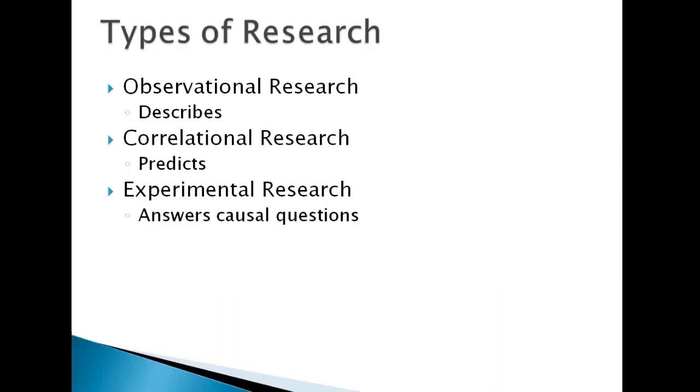All right, so when we're talking about research, there are many different types of research. The three most common would be observational research, correlational research, and experimental research. Now, what we want to understand here is that it's not a situation where one type of research is better than another type of research per se. It's more that the different types of research have different goals. So I have these listed here.